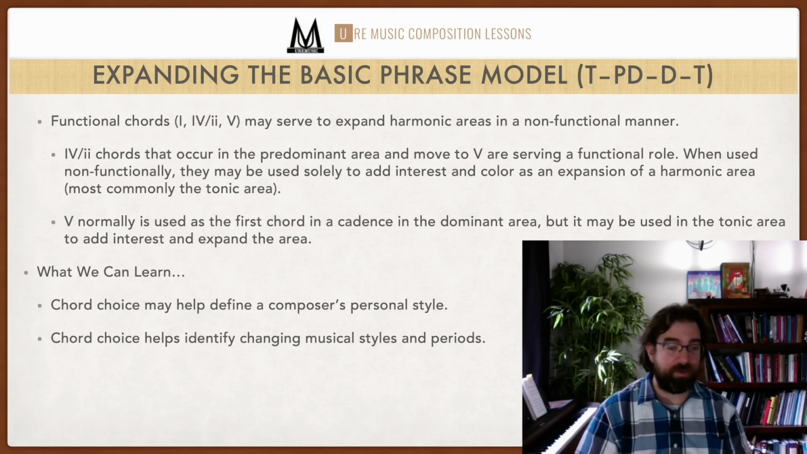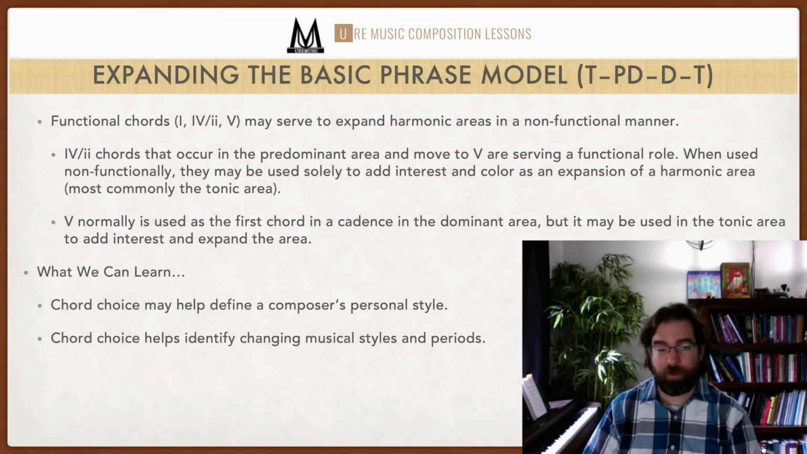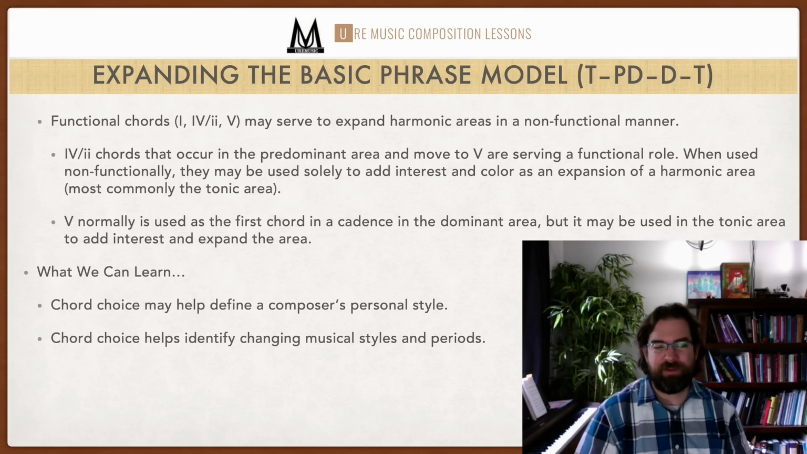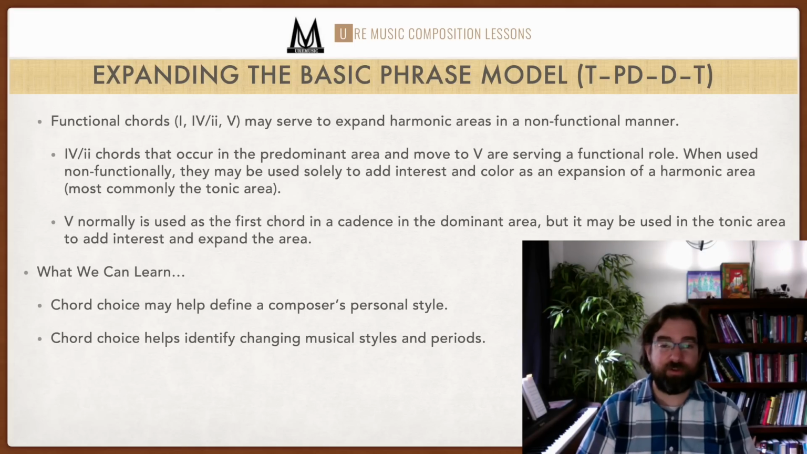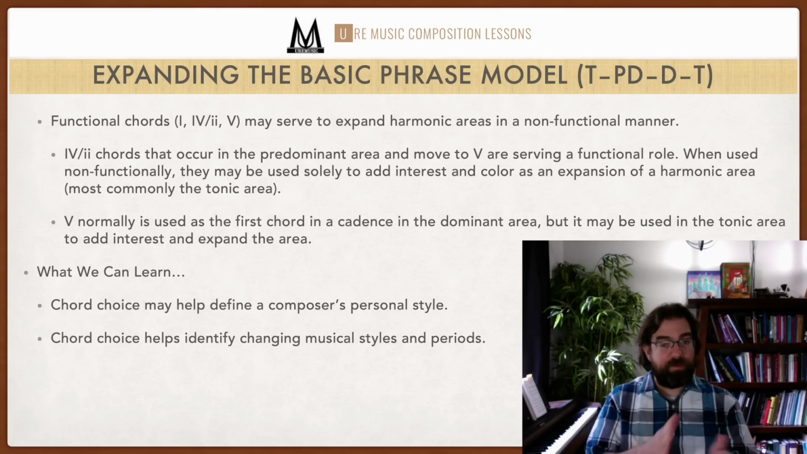So we're going to show you some examples of this as we go on, but right now I just want to introduce this concept. 5 is normally used as a first chord in a cadence in the dominant area, but it may be used in the tonic area to add interest and expand the area, such as what I showed you in that Bach chorale. Those 5 and 1 chords weren't functional in the middle of the phrase because they were not bringing the piece to a close.